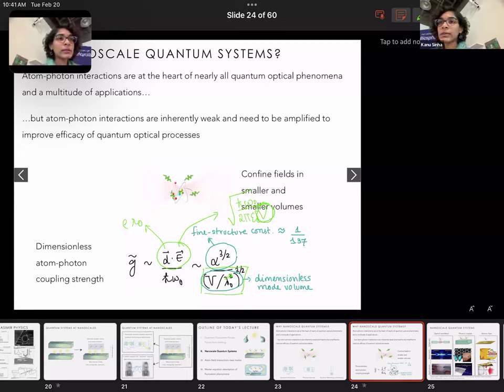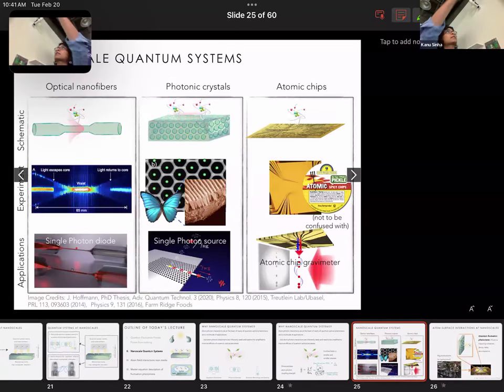Nanoscale quantum systems come in various shapes and sizes, still at nanoscales. And these are a few characteristic examples of these kinds of systems. They've been experimentally realized in some cases by butterflies, as you can see. And they're also useful for applications in many developing areas.